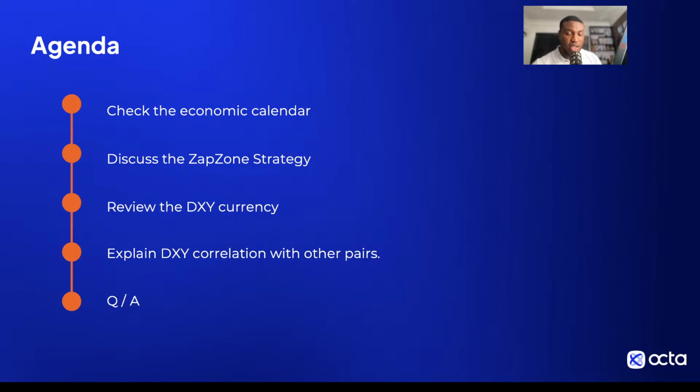So for the agenda, the things that we have today, we're going to check the economic calendar, look at the amazing Octa economic calendar, look at some of the economic events that we have today, and potentially for the rest of the week, because we have other important events coming in for the rest of this week. And I would also introduce you guys to the ZAP zone strategy. If you don't know, that's the strategy that I use to trade.